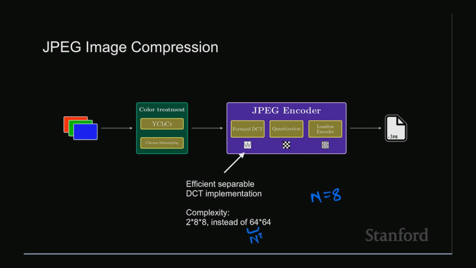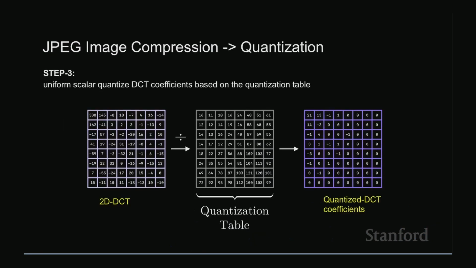And so this was n square times n square, and this is just 2 times n square, because the 1D DCT cost is n square, whereas for the 2D DCT the cost is n square times n square, right? So that's a huge savings just because it was 2D.